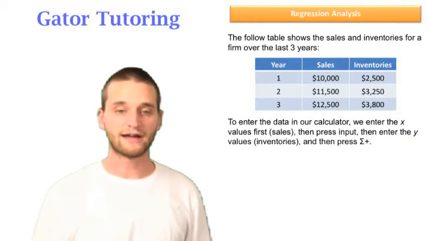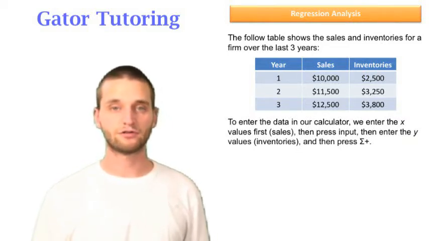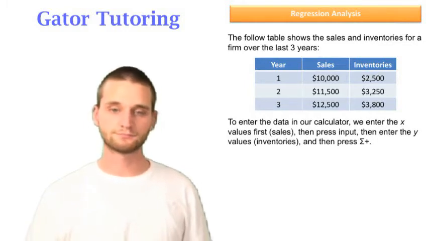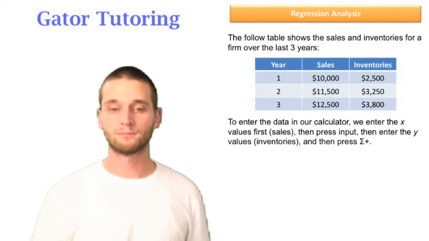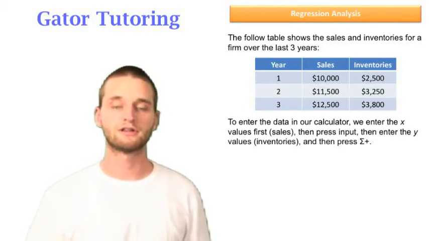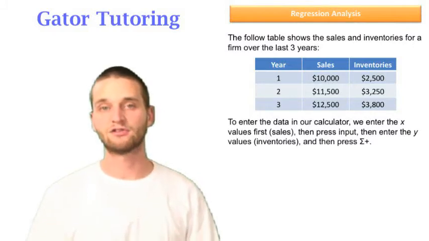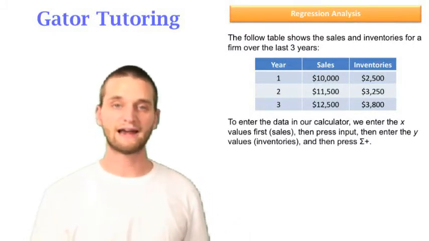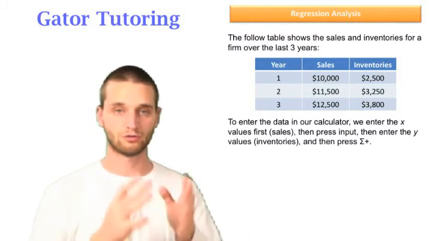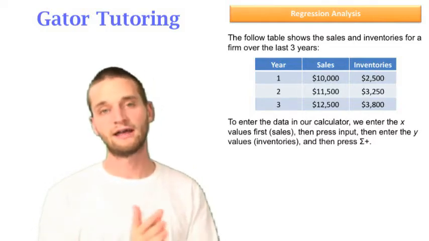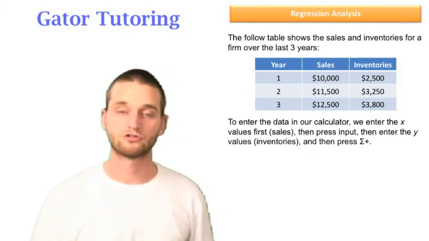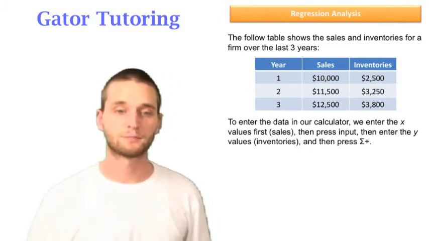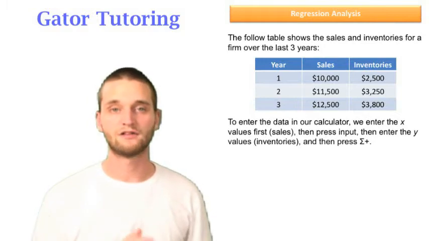To enter the data in our calculator, we enter the x values first. Remember, x is sales. Then we press input. Then we enter the y values, the inventories, and then we press sigma plus. Sigma plus, this Greek letter sigma, it just means you're adding it. So you're just telling the calculator that you're adding these data points to a registry in the calculator, and once you're done, it will know to use those data points to construct this linear regression. So this is the process we go about adding these points to our calculator.